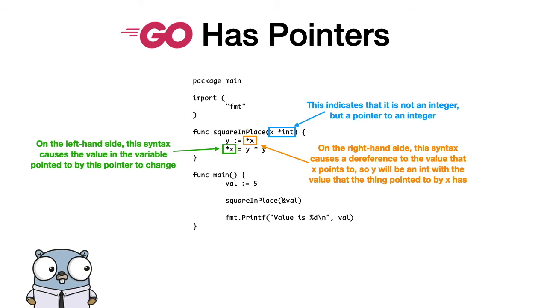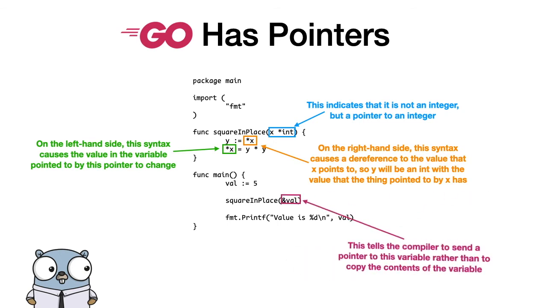Now, the way that you send a value: here we have val set to 5. So val is an int, but we need to send it as a pointer. So you use the ampersand in front of your variable to say, don't send the value, send the pointer to the value. That's what the ampersand does. So that's the way pointers work.